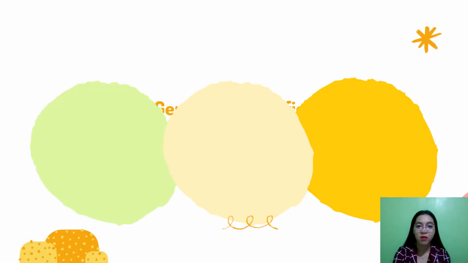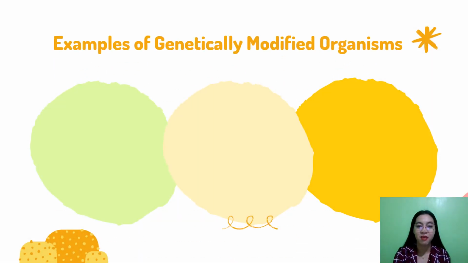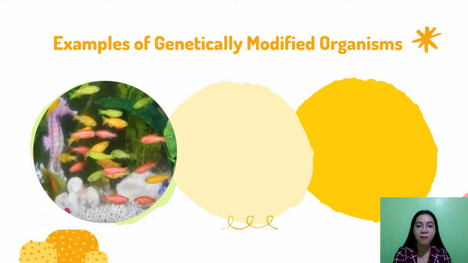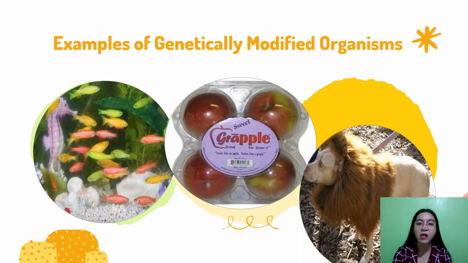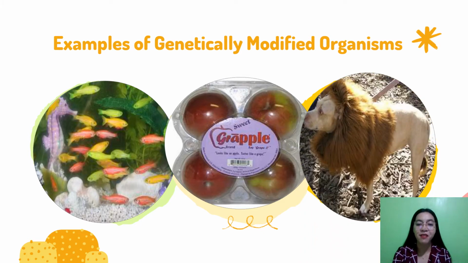Here are some examples of genetically modified organisms. The glowfish was the first genetically modified animal to become available as a pet. The grapefruit is a relatively new fruit, which is a genetic cross between an apple and a grape. And the last photo is probably the most remarkable example of how far science is able to go with modern DNA and cross-fertilization techniques. The liger is a cross between a lion and a tiger.